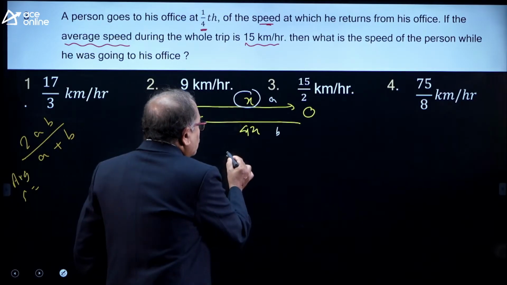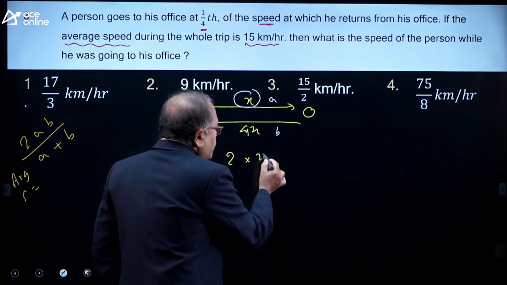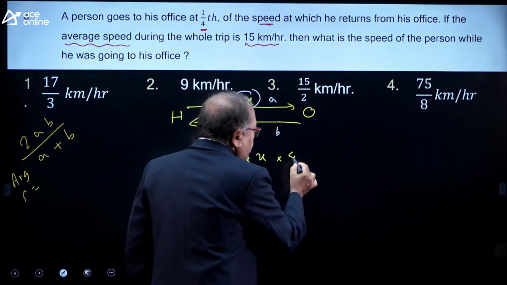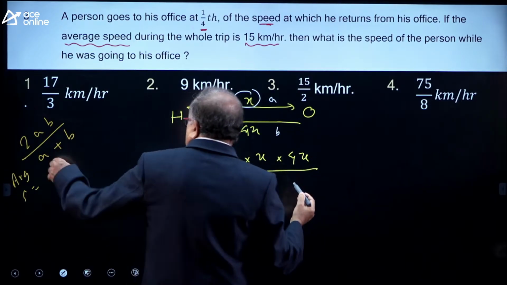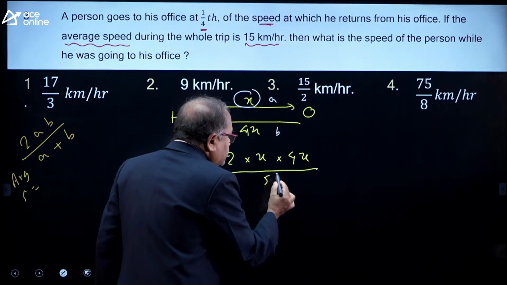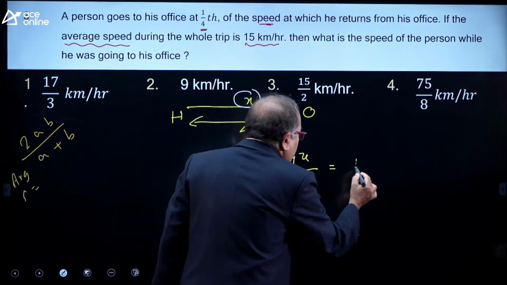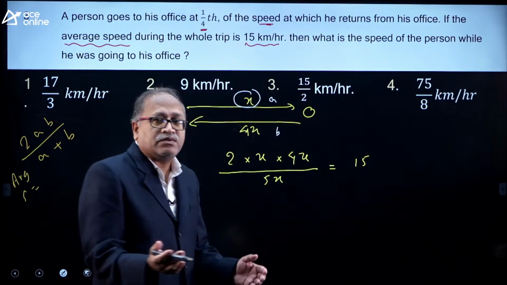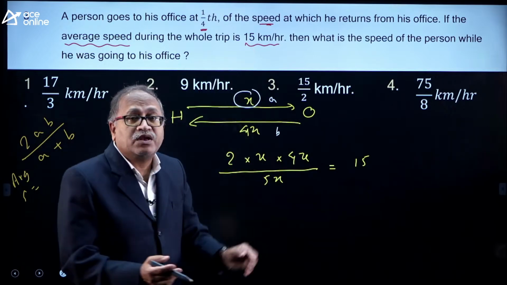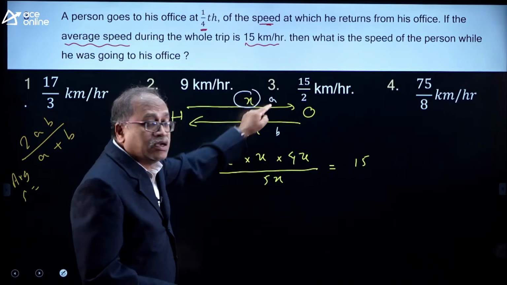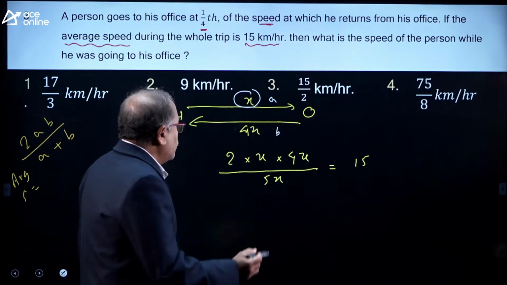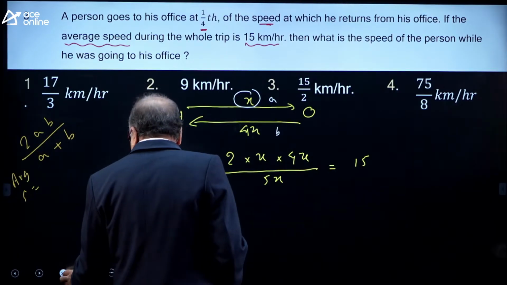So, 2 times A into B, that is x into 4x by x plus 4x, A plus B, that is nothing but 5x, which is equal to 15. The average is given to us, 15 kilometer per hour is the average. Now, solving this, I will get the x, and x is what the question is. Now, let me check this one.